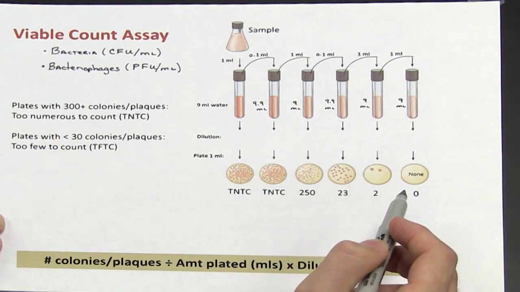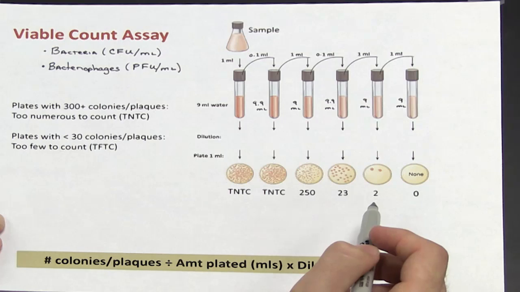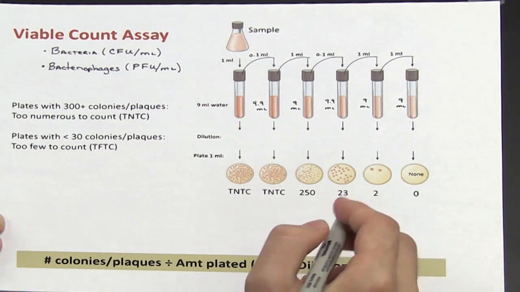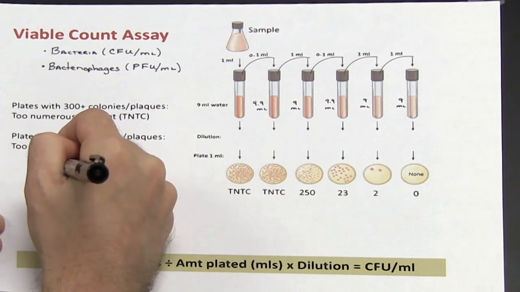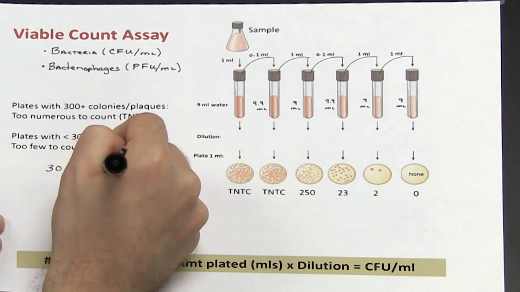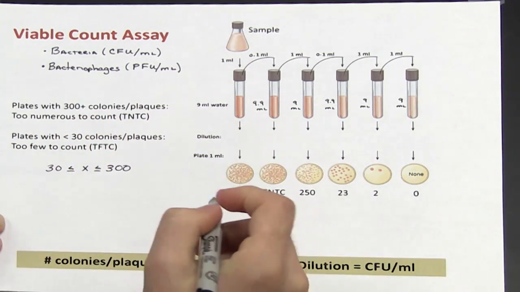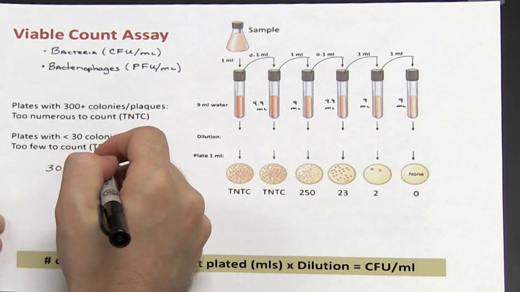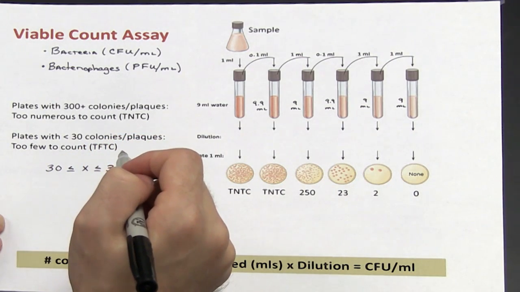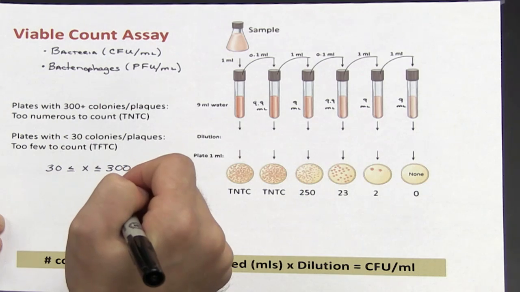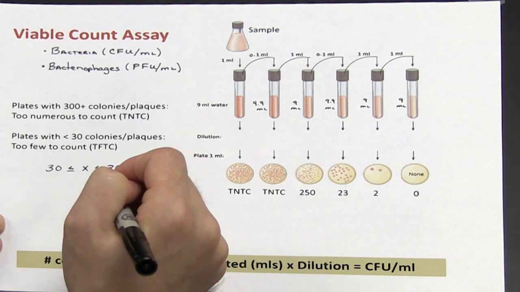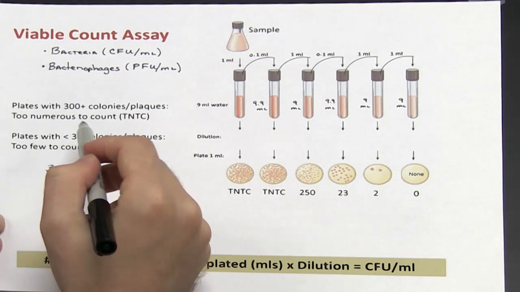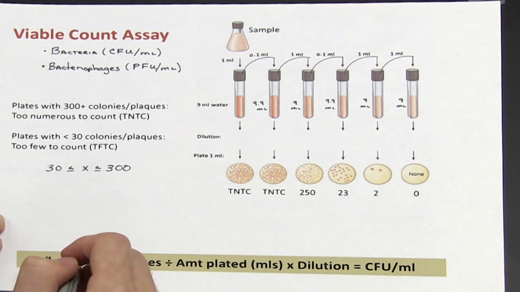When counting, typically you want to count either the number of colonies or number of plaques between 30 and 300. Any count that is less than 30 is referred to as too few to count, or TFTC. And any plate that is greater than 300 colonies or plaques are referred to as too numerous to count, or TNTC.